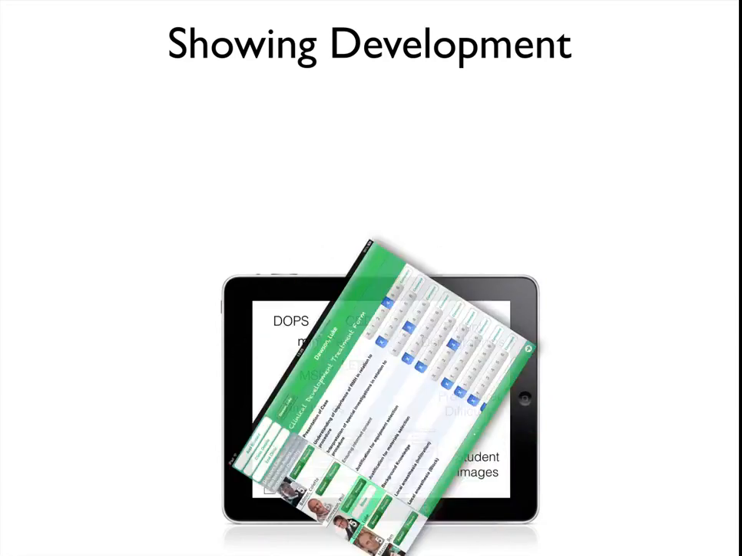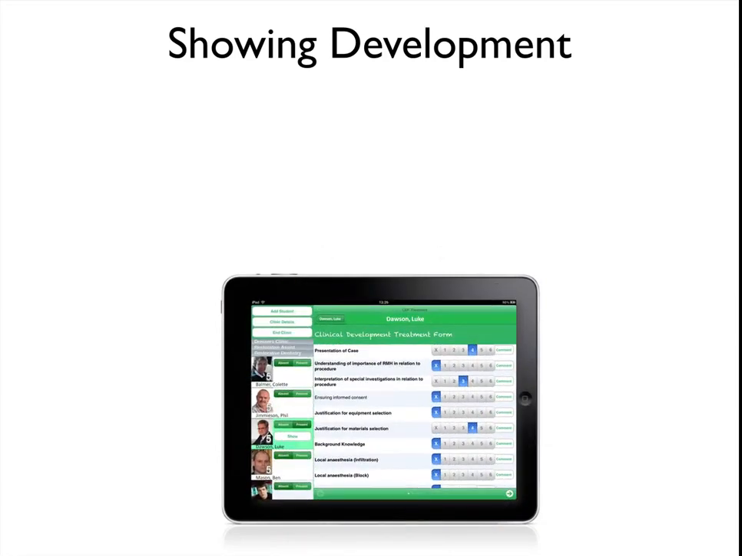So we mix all that together, and then we get the iPad app. And you can see here that we've got some images. These are actually developers. That's an awful picture of me. This is the year of study, absent or present, and these are the judgments that staff are making, and these are the 6-point scales.